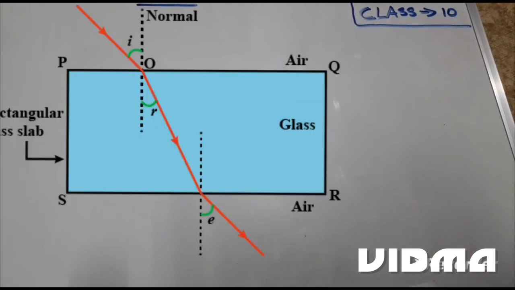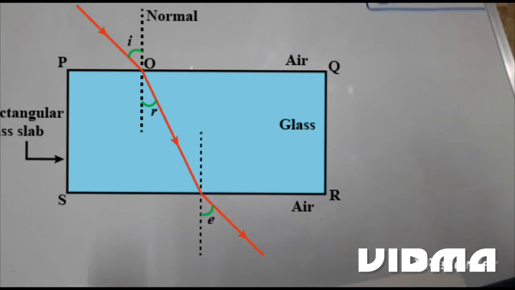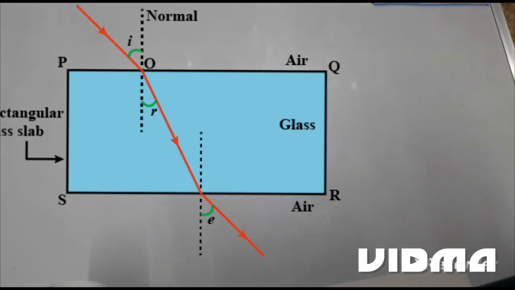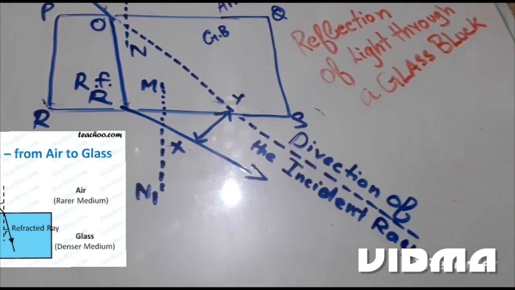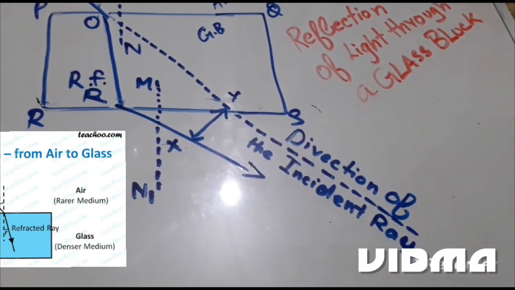So guys, today I am going to talk about the reflection of light through a rectangular glass box. Let me draw a diagram, and I shall present it on the board and explain it to you. Give it 2 minutes. So guys, the diagram is ready of the reflection of light through a glass box.